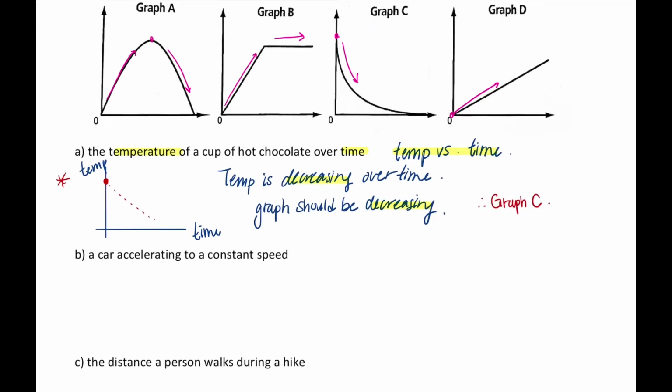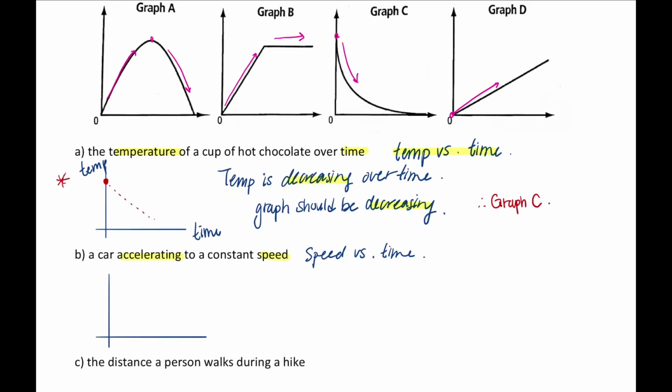Let's take a look at part B. A car accelerating to a constant speed. So when something is accelerating, it means there's a change of speed over time. And the speed is change of distance over time. So we know that the situation involves speed and time. So we can say that maybe the title of this graph could be speed versus time. Let's try graphing.